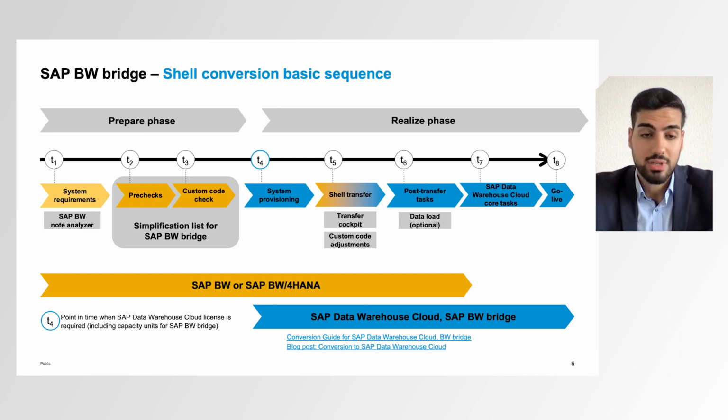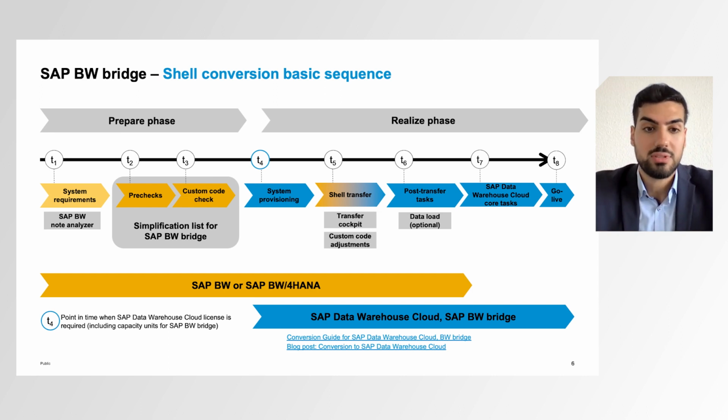Here, first of all, we start with the system requirements as mentioned. For this, we are providing the so-called SAP BW node analyzer and relevant XML files to our customers to ensure that the overall sender system is ready for the transfer, that all the relevant SAP notes, for example, are installed.